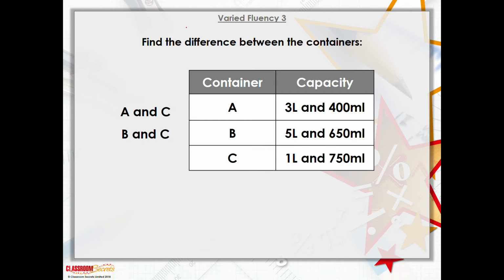Now this word difference here, we need to be thinking, difference, what is that the same as? What does that mean when we're looking at maths? To find the difference, we need to be seeing the difference between the two capacities. For example, we would be doing A, take away, subtract container C. And for B and C, it's B, take away container C. That will give you the difference between each container. So pause the video now and have a go at finding the difference between container A and C and container B and C.